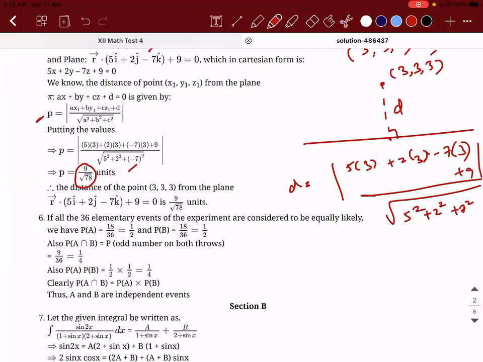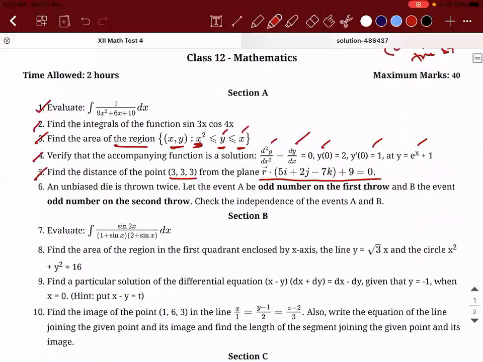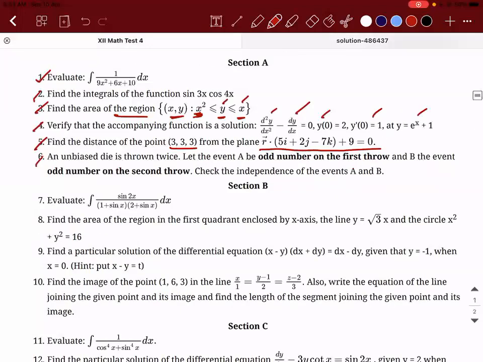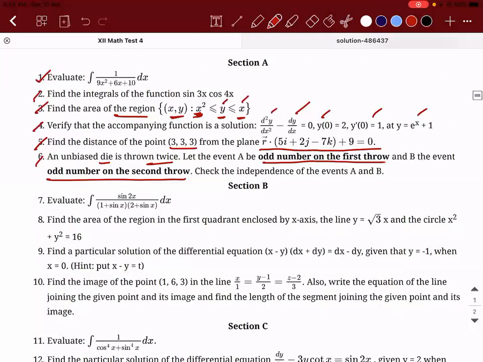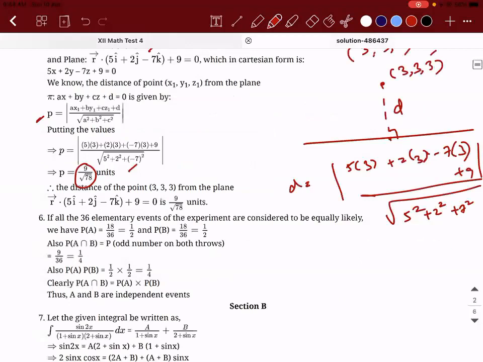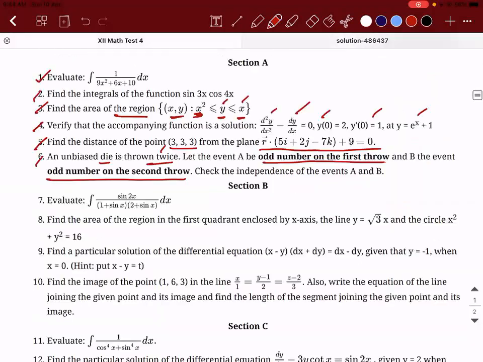Okay. Next. There is an unbiased die which is thrown twice. Let the event A be odd number on the first throw and event B be odd number on the second throw. Check the independence of the events A and B. So how to solve this? An unbiased die thrown twice is the same as throwing two dice at the same time. So in the first throw they're expecting an odd number, and in the second throw they're expecting an odd number only.